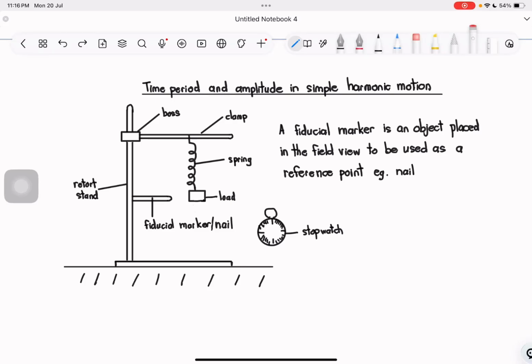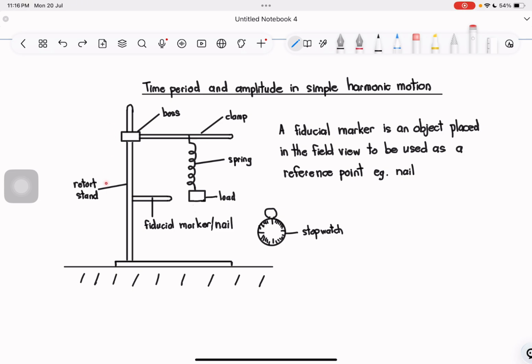Hi, today I'm going to talk about what a fiducial marker is in a physics lab experiment. Here is an experiment to investigate how the time period depends on the amplitude in simple harmonic motion. To investigate this, here we have a diagram of our experimental situation.